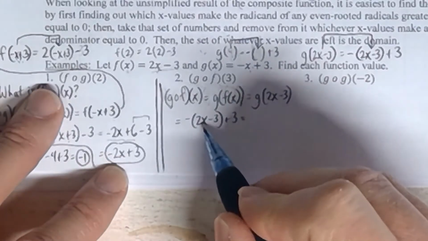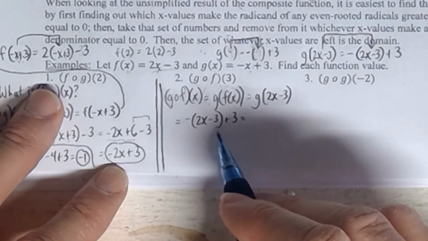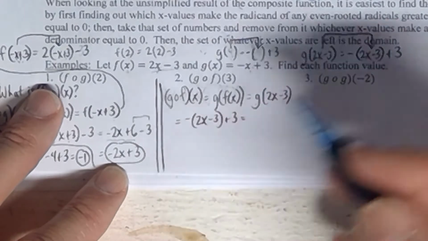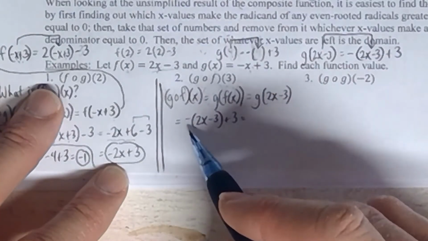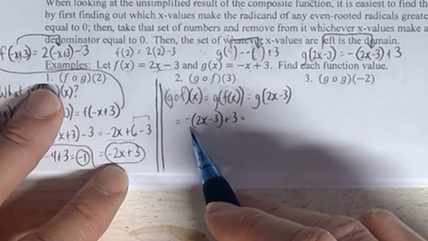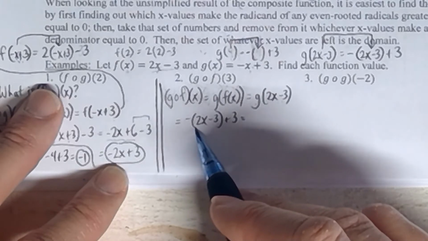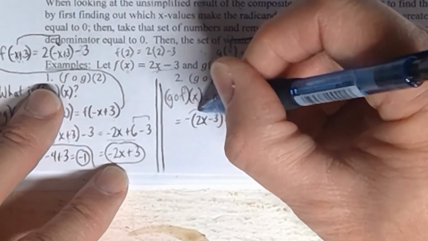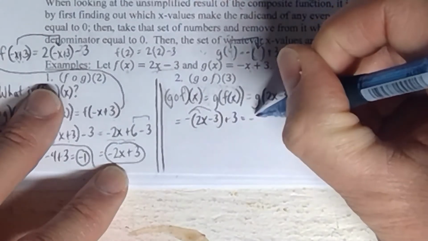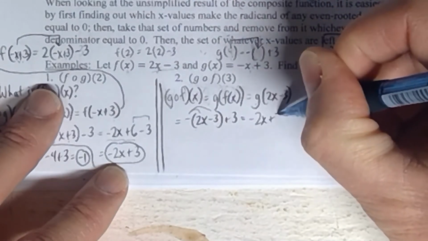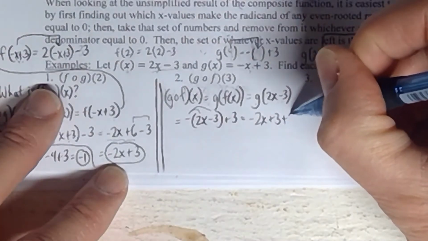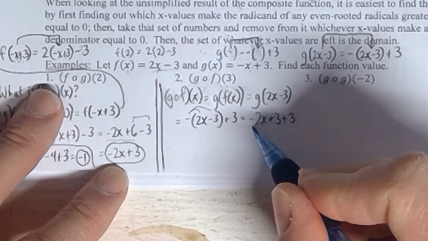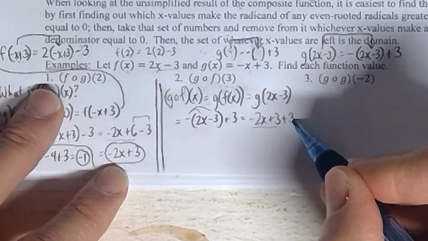Simplifying that, the parentheses cannot be simplified. After parentheses comes multiplication. Remember, this means negative 1 times, when you have a negative in the front of the problem there, followed by a parenthesis. If I distribute negative 1, I get negative 2x plus 3. And then we have to add that result from the multiplication to the 3.